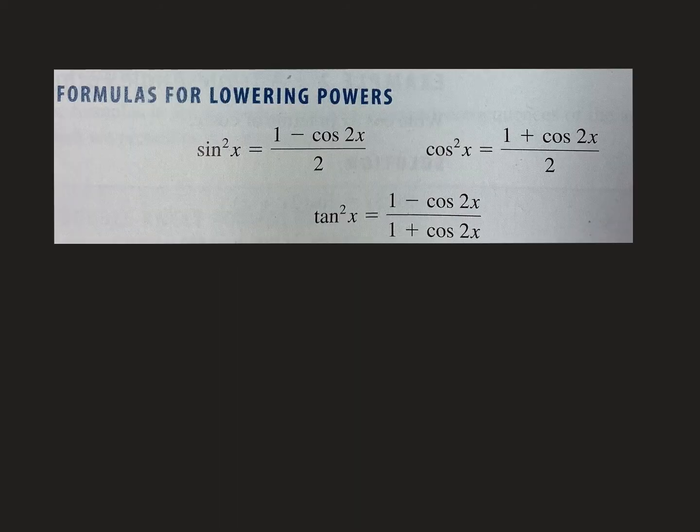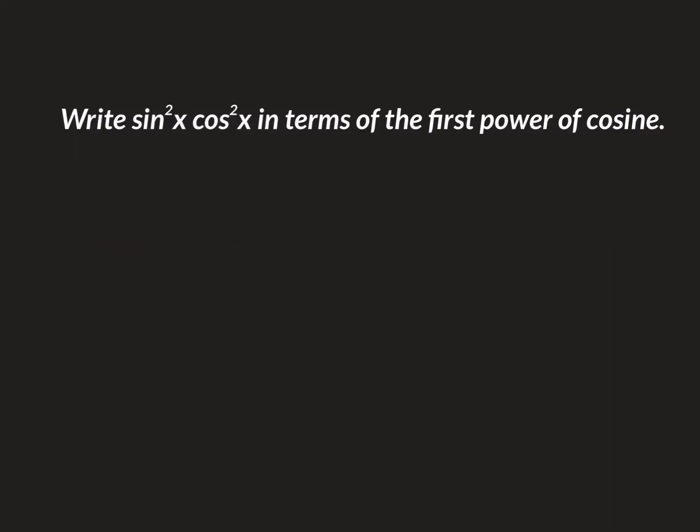There they are, again, these will be on your sheet: how to go from exponents to no exponents, which is what they're going to ask me to do here in just a second. So there they are. Let's do a problem. This one says, write sine squared cosine squared in terms of the first power of cosine. So I've got to get rid of the exponents and get rid of the sine. Let's give it a shot here.